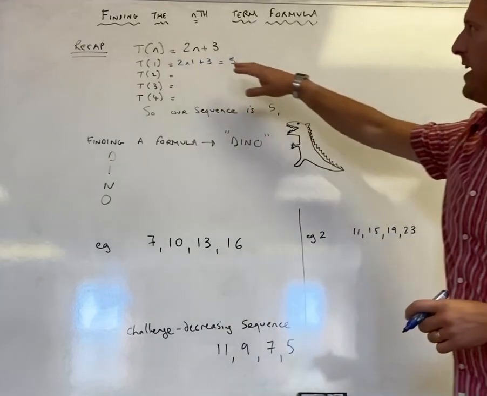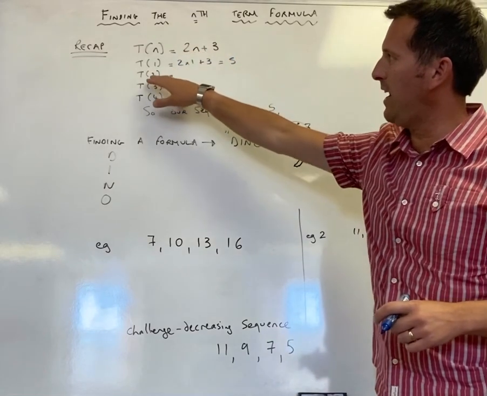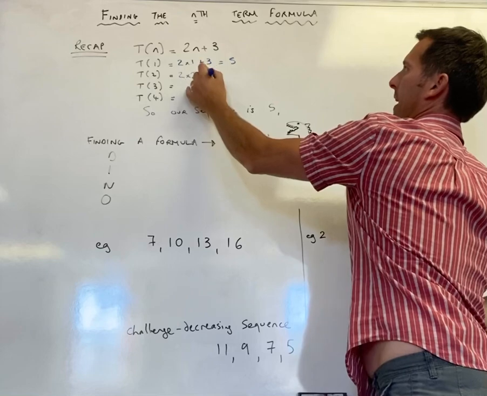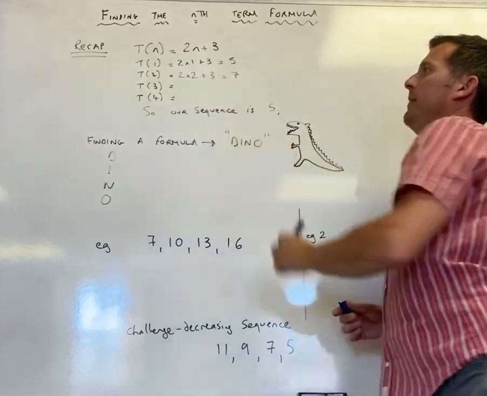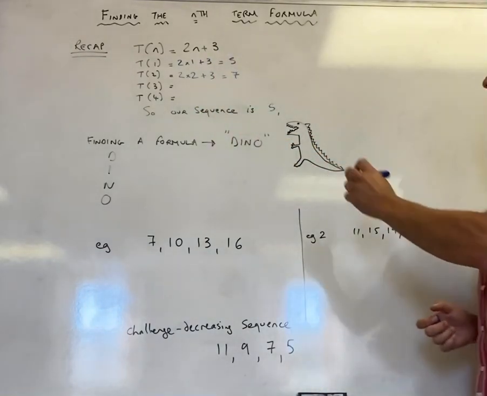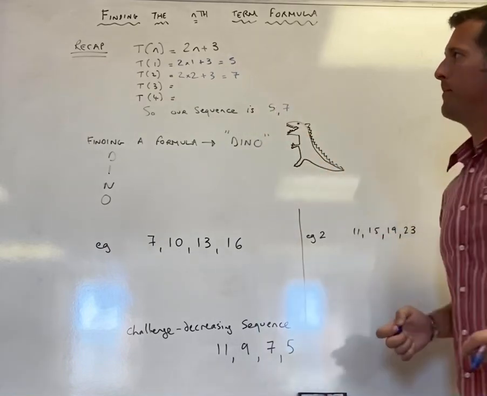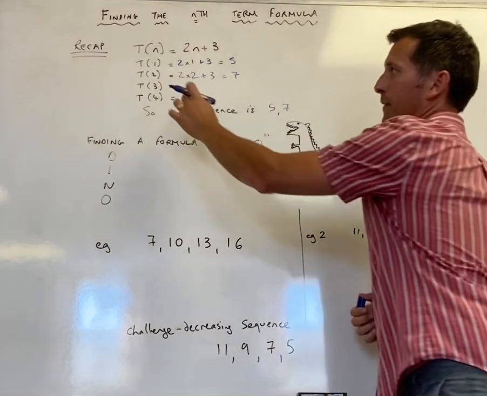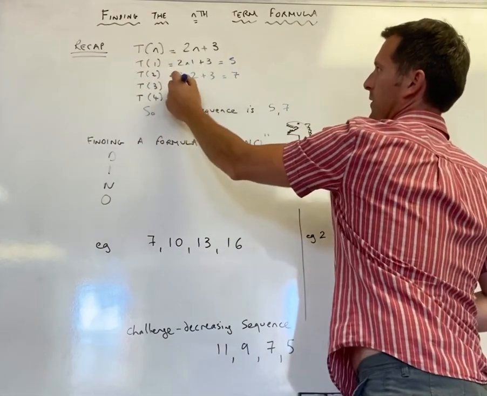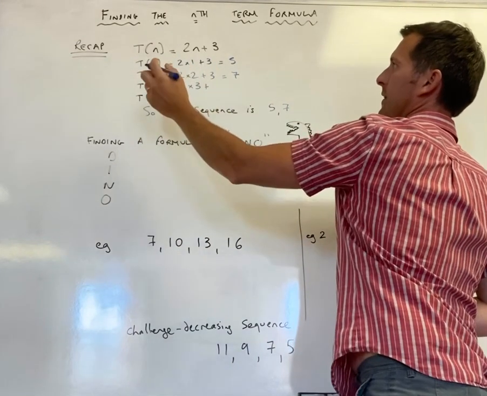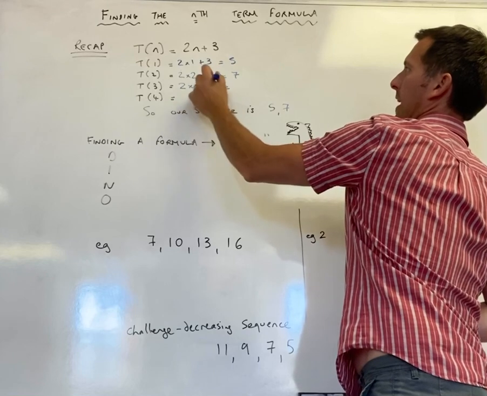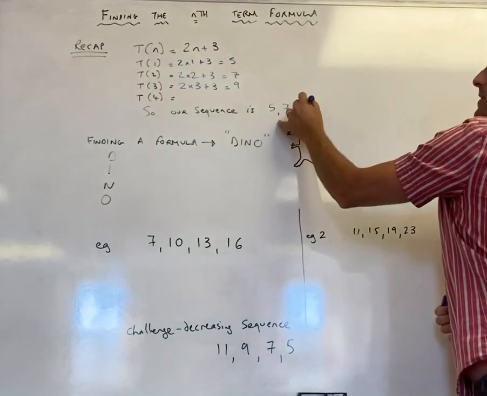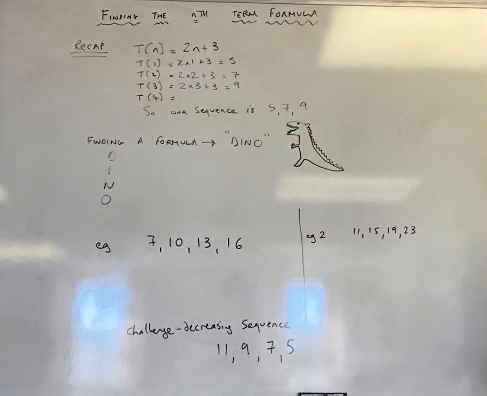T2 then, so this says 2 lots of 2 this time because n is 2. So 2 times 2, and then add 3, and that makes 7. So the second term in our sequence is 7. Okay, and the next term then is the third term, so n equals 3, so 2 times 3, add 3, and that makes 6, add 3, which makes 9. So our third term in our sequence is 9.